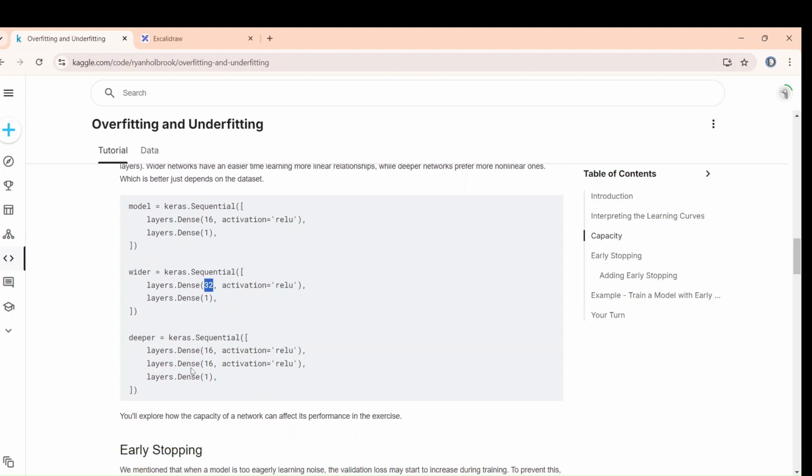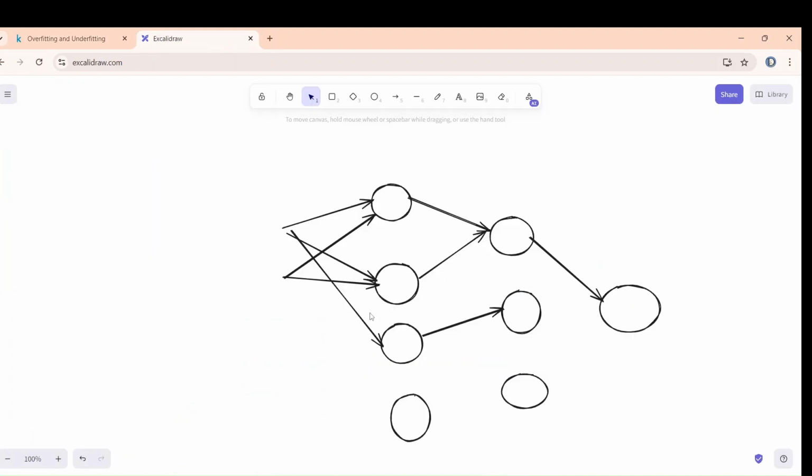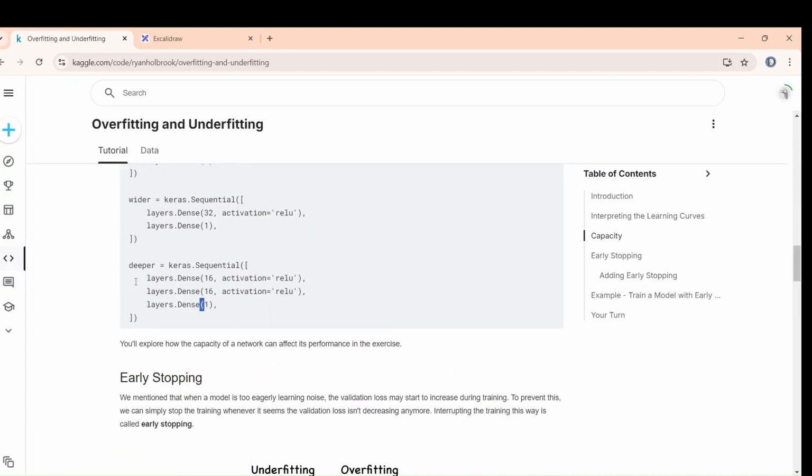Okay. How can you make it deeper? By adding more hidden layers. Here first you have added a layer of 16 units. Again you have added one more layer of 16 units. Okay, so that's what I have explained here. That's what they have done by coding.